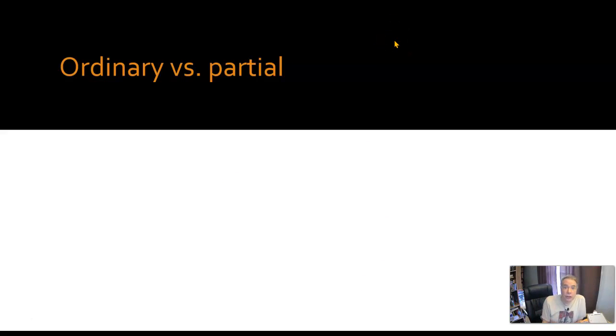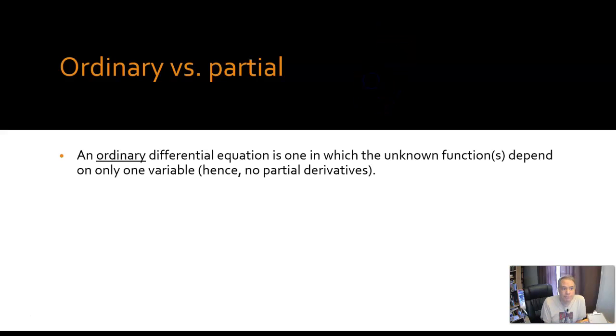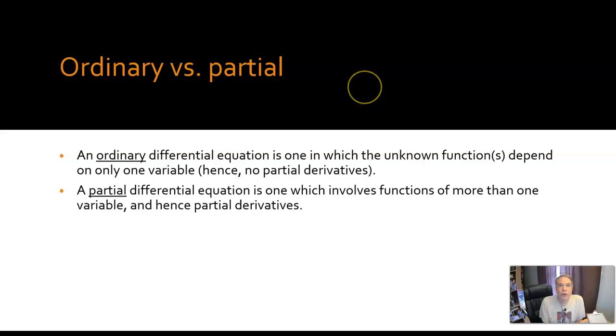Another key distinction is between ordinary and partial differential equations. An ordinary differential equation is one that just involves ordinary derivatives, because the function that you're trying to find depends on only one variable. A partial differential equation involves functions of more than one variable, and so that involves partial derivatives.